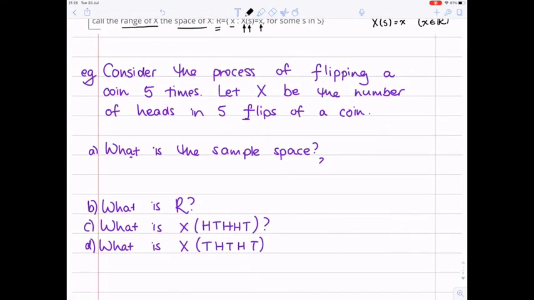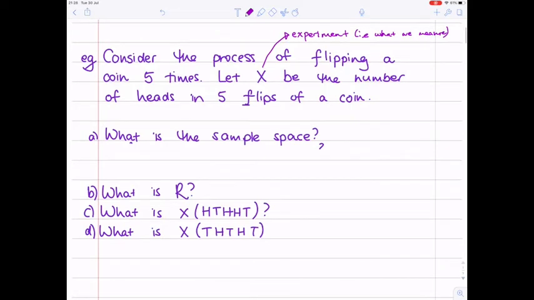So we're going to consider the process of flipping a coin 5 times. And the thing we're going to measure, so remember always that X stands for our experiment, so it's what we measure, is going to be the number of heads in 5 flips of a coin.